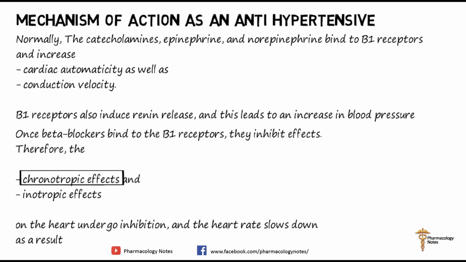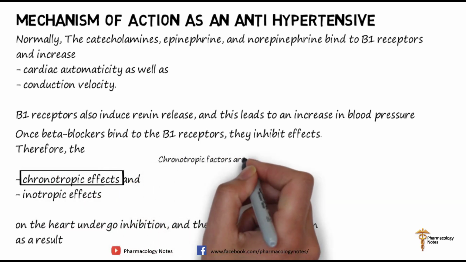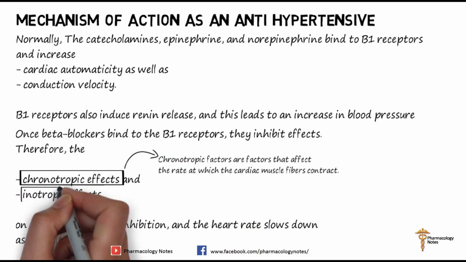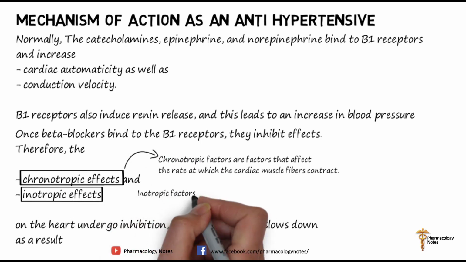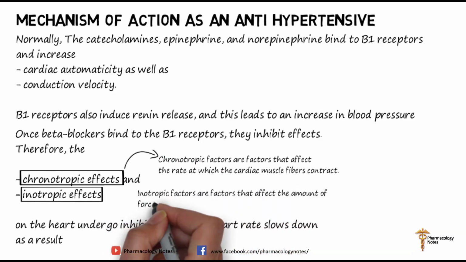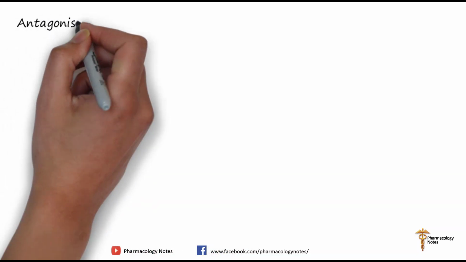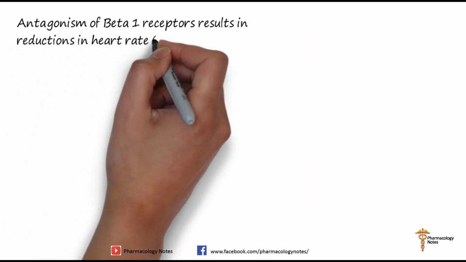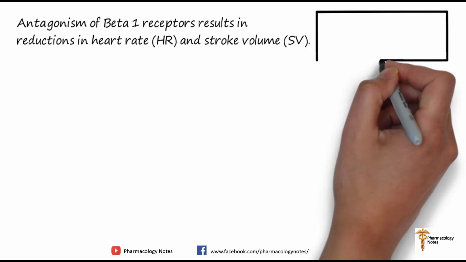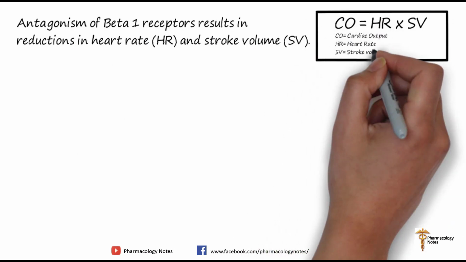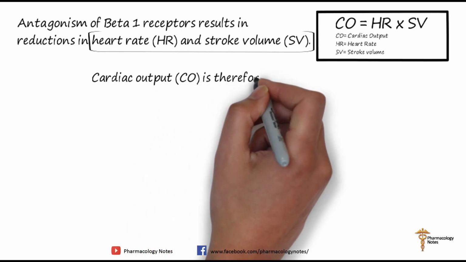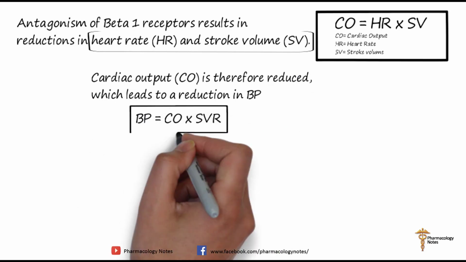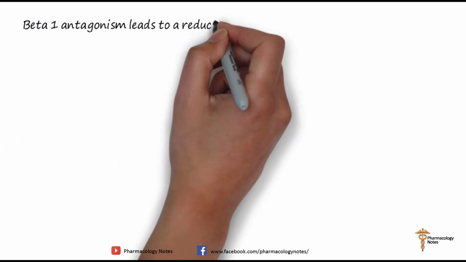Let me explain the chronotropic effect. These are the factors that affect the rate at which cardiac muscle fibers contract. And inotropic factors are the factors that affect the amount of force with which cardiac fibers contract. So antagonism of the beta-1 receptor results in reduction in heart rate and stroke volume. I'm trying to make it simpler. Cardiac output is the product of heart rate and stroke volume. So cardiac output is reduced, which further leads to reduction in blood pressure, because blood pressure is the product of cardiac output and systemic vascular resistance. I hope this makes sense and makes it easy for you to understand.